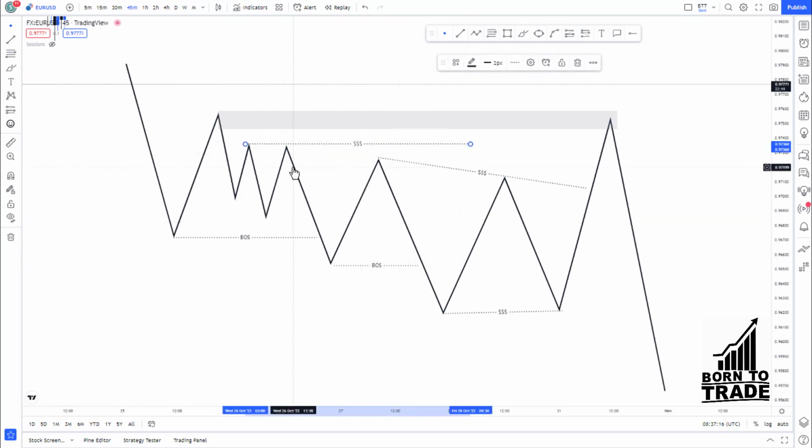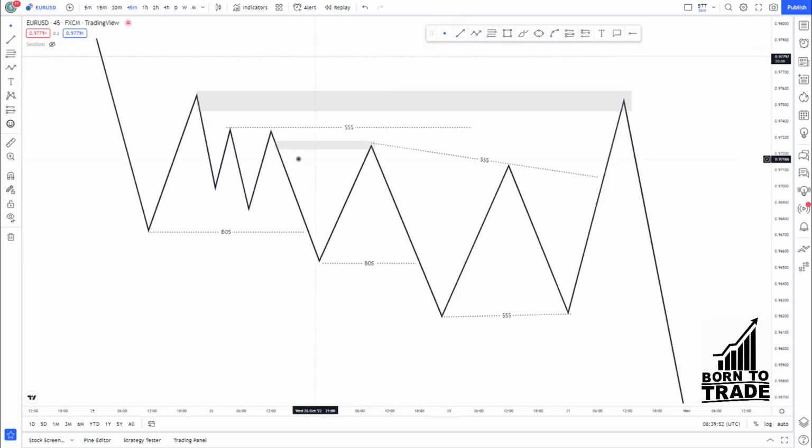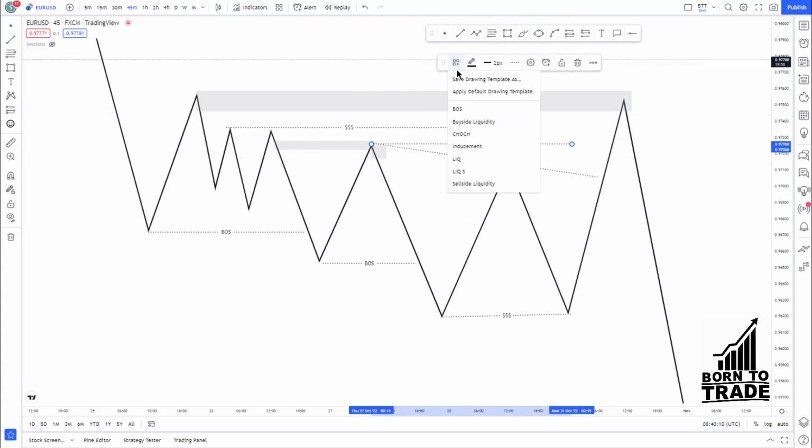And when price mitigates the zone over there, price mitigates something from here, pushes lower and breaks another structure. So when price broke structure, we have a supply zone over here, and this is what I call inducement. This is inducement because this area looks like a very good sell zone.